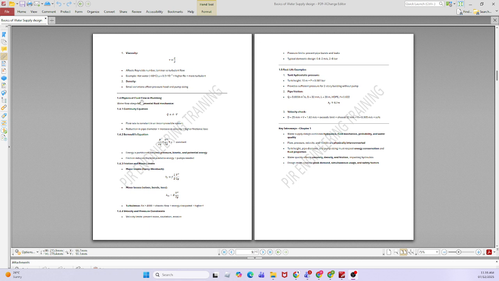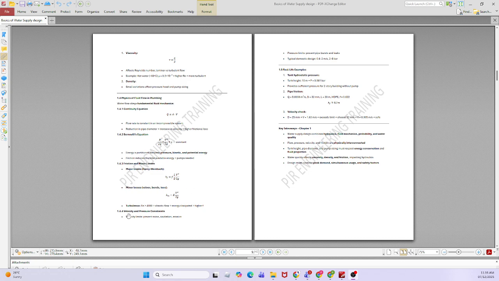So here you can see the physics of fluid flow in pumping. There is the continuity equation, the Bernoulli equation, then the Darcy-Weisbach equation for the losses. Then you have the minor losses through the valves and bends, by using this equation. This equation you will also find in the ASHRAE handbook.